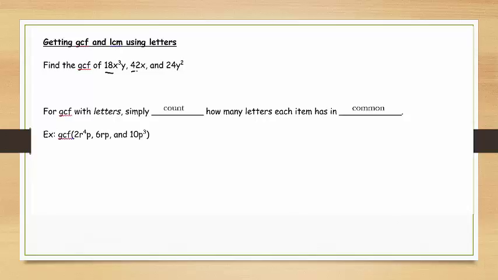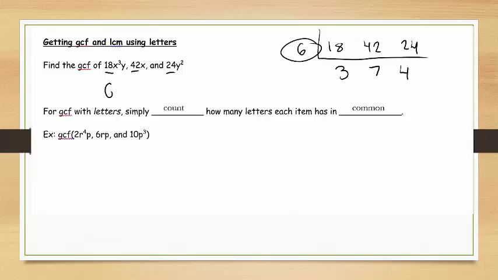So we're going to first deal with 18, 42, and 24. And something that goes into all of those looks like 6. That leaves me with 3, 7, and 4. And there's nothing else that goes into 3, 7, and 4. So 6 would be the number portion of the GCF.